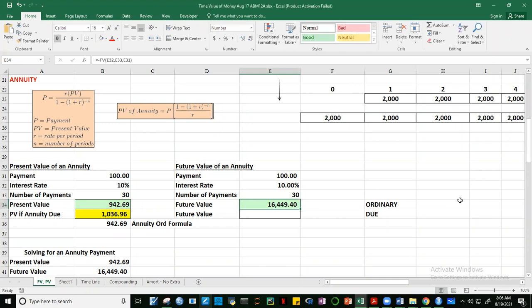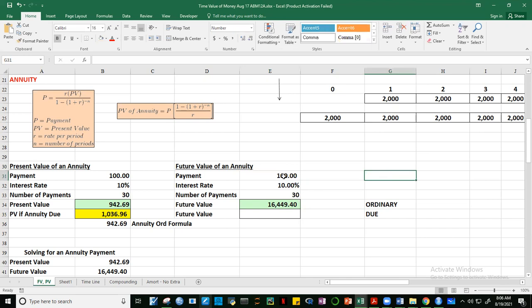Okay, so let's compare. My formula is negative FV, and then E32, that's our rate. Then N per is E33, that's 30. And then the PMT is 100. We have no PV and no type because we're assuming this to be an ordinary annuity. Okay, you're correct. It's 16449.